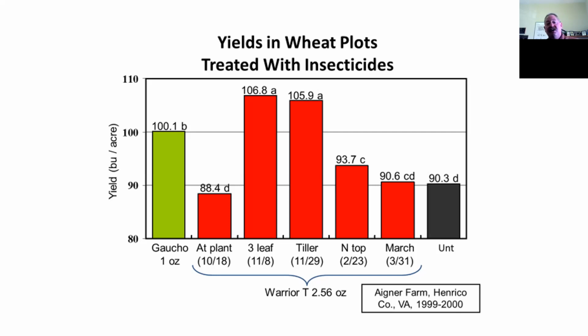We either need to make sure we're scouting those fields in the fall and applying insecticides as needed, or we're using these seed treatment insecticides to protect the crop. And that's a really good idea if, for whatever reason, we're not going to be able to scout the fields. Since those products have some generics available, it's less expensive than what it once was.